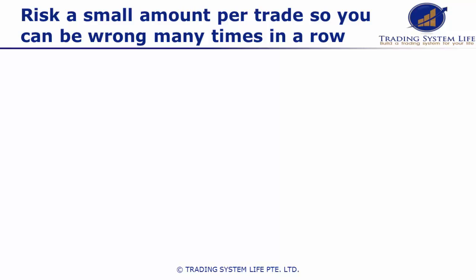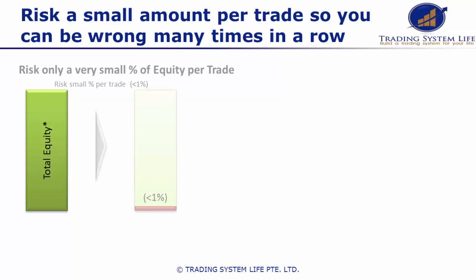So the reason we do this, we want to risk a small amount of our account on each trade so that we can be wrong many times in a row. Let's take a look at what this looks like. So let's say you've got your total equity. We want to risk only a small percentage of our account on each trade, say less than 1%.